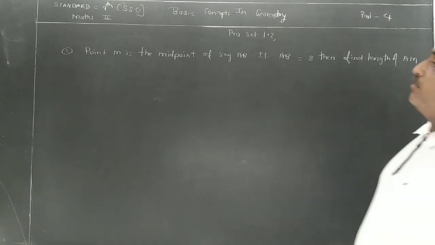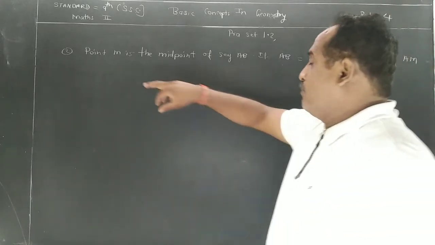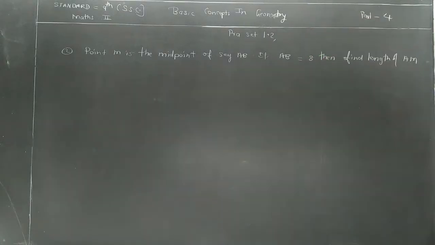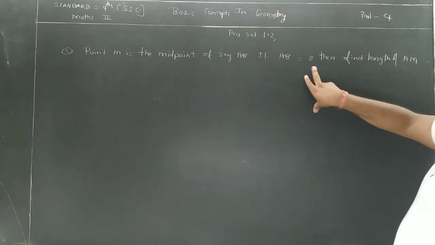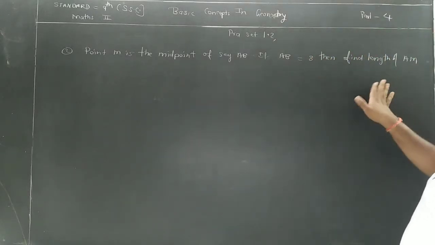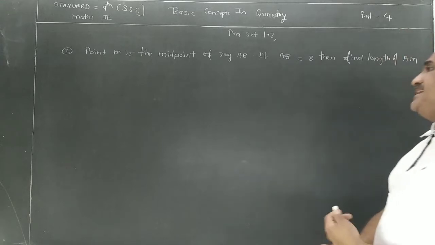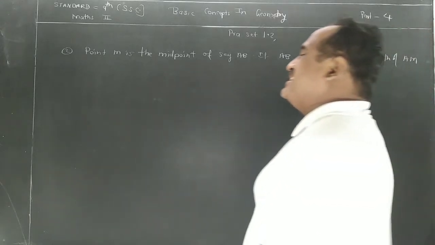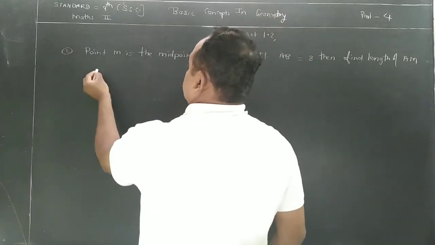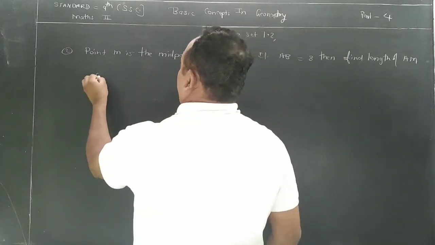Now see question number 2. Point M is the midpoint of segment AB. AB is equal to 8, and this is a very simple question. But student, when you are doing algebra or geometry, if you do the question in this form, it will be better. For this I am going to write given.